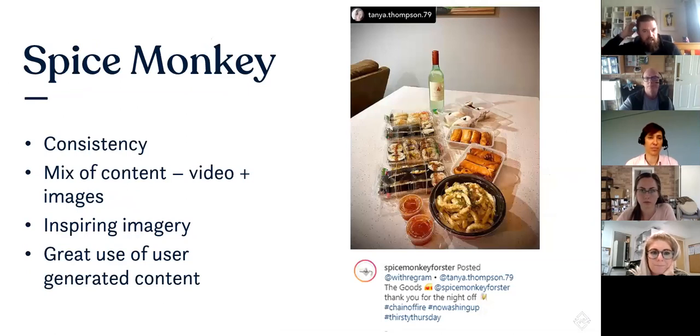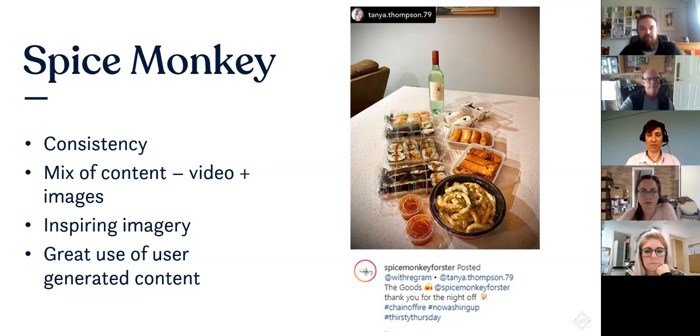Spice Monkey. So again, consistency, a great mix of content, video and images. Before coronavirus, it was all inspiring content. In the summer months, there would be a beer on the table overlooking the lake with condensation on the outside, and it made you want to drink that beer and go and sit at that table. Same goes for their food.